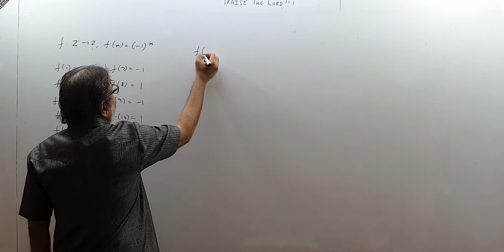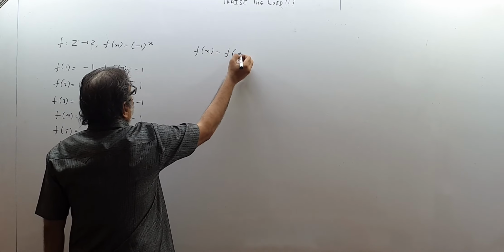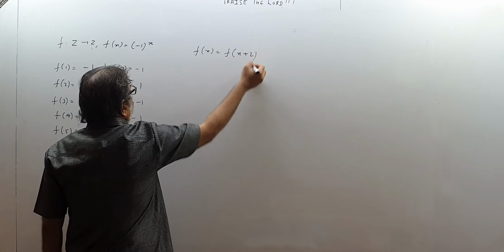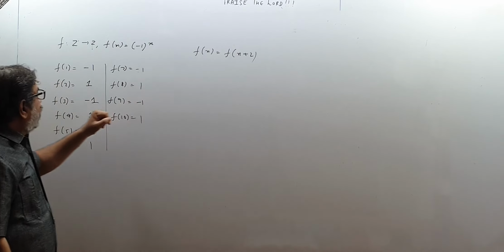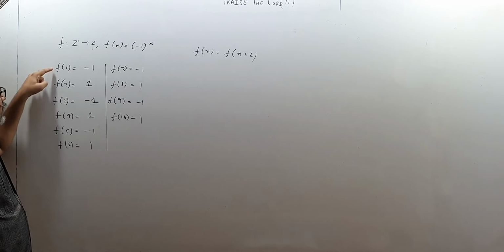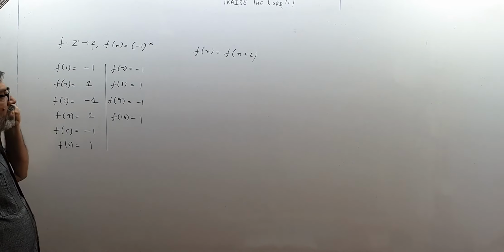So I write that f of x is equal to f of x plus 2. Let us check whether it is correct or not. That means f of 1 and f of 3 should be equal if I take x as 1. f of 1 and f of 3, yes, they are equal. If I take x as 4, then f of 4 and f of 6 should be equal. Yes, they are equal. Like that you check for any value of x. f of x will be f of x plus 2. Therefore, this is a periodic function and its period is 2.